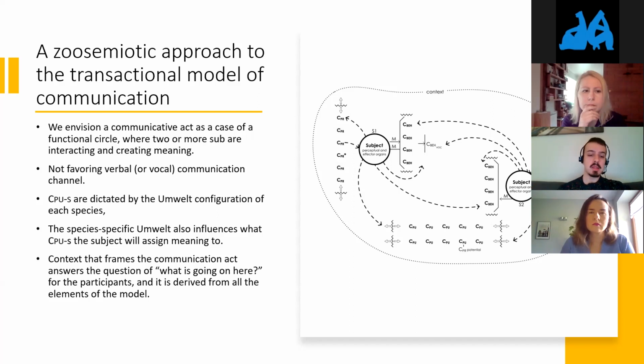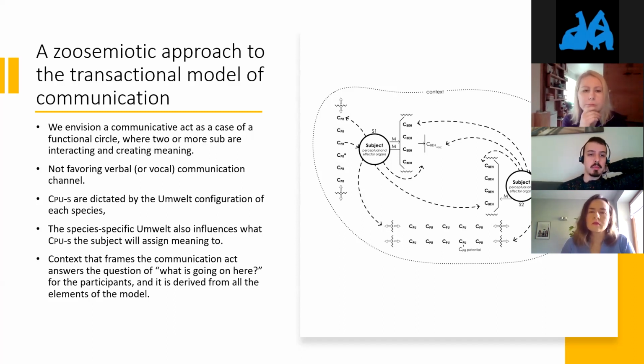Moreover, when we expanded the model, we tried to include the Umwelt theory, and we envisioned communication as a process, a type of functional circle where two or more subjects are interacting and creating meaning. This is a core aspect of the model itself: meaning is not understood as something that is transferred, but as something that is created in social interaction.